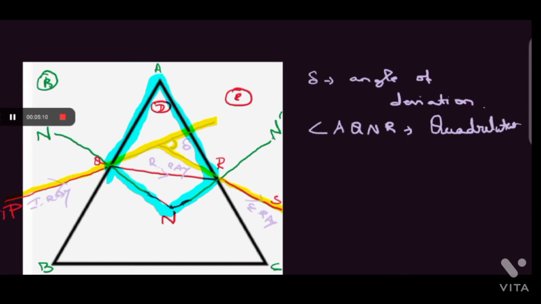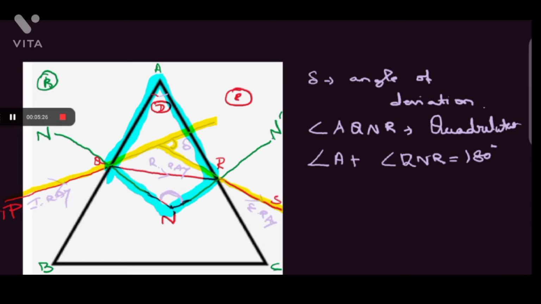The property of a quadrilateral says angle A plus angle QNR, the opposite angles, are 180 degrees. So you can say this angle A and this angle QNR will be equivalent to 180 degrees. Consider this equation as number 1. And if you take this QNR alone, it is a triangle. You can see the triangle that is formed over here, QNR.